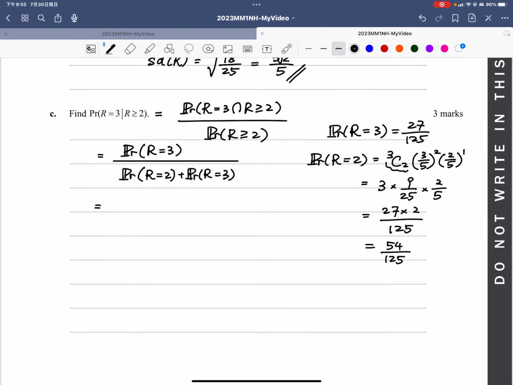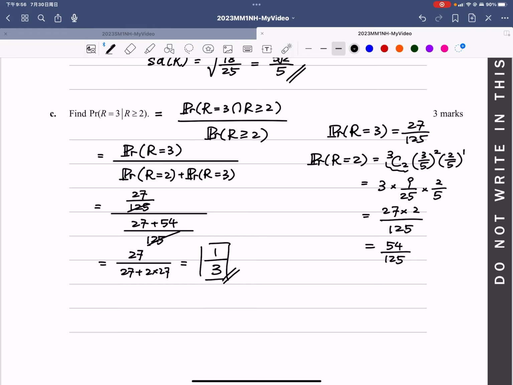Therefore, for the numerator, I will just put in 27 out of 125, divided by 27 divided by 125 plus 54 divided by 125. Oh, fantastic. I can cancel out the 125. So the top will be 27. The bottom simplifies to 27 plus 2 lots of 27, actually. So the top line will be 1. The bottom line will be 3, okay? So 1/3.